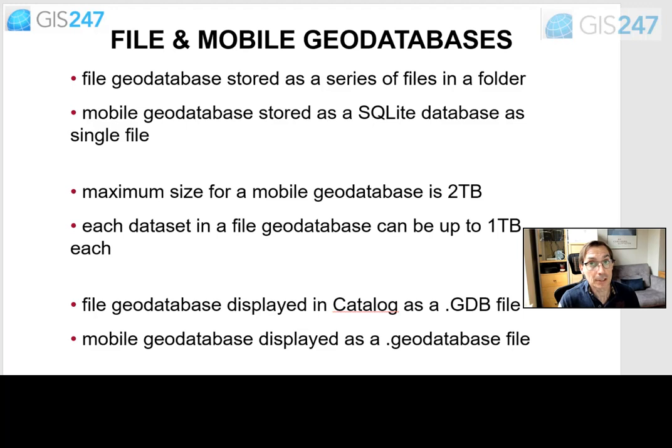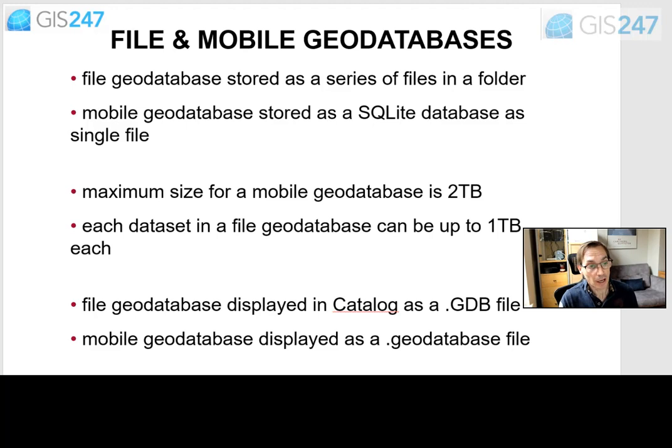There is a big difference in terms of how much data they can store. A mobile geodatabase can store a maximum of 2 terabytes in total, which is a pretty sizable geodatabase, 2 terabytes. But if you need more storage space than that, then you'd need to use a file geodatabase. A file geodatabase can be up to 1 terabyte per dataset. So it's not a total size of the file geodatabase, it's the total size of each individual dataset.